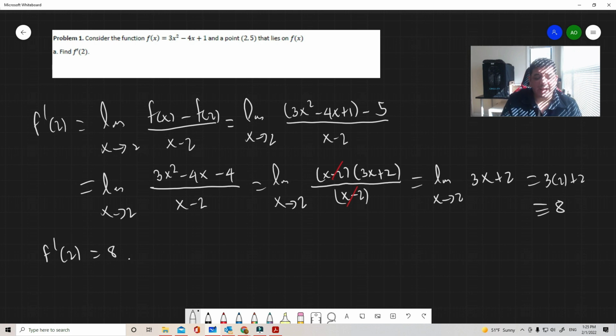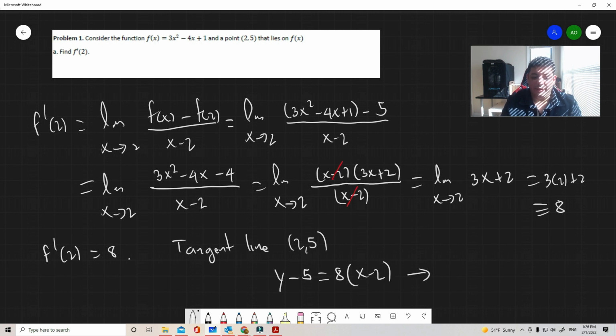Now, if we had, by any chance, a problem asking to calculate the tangent line at this particular point, the point (2, 5), then what I'll do is y minus 5, which is the y point, equals 8, which is the derivative, times x minus 2. And with that, I get to find the equation of the tangent line at that point.